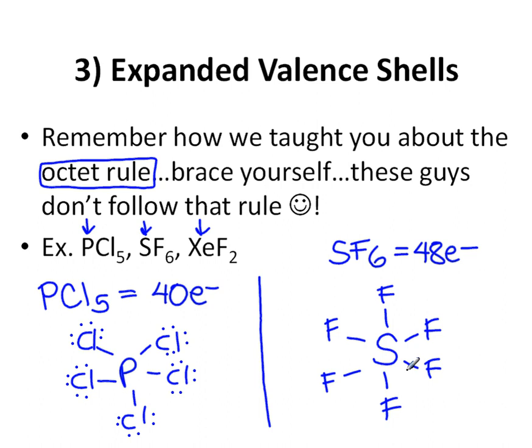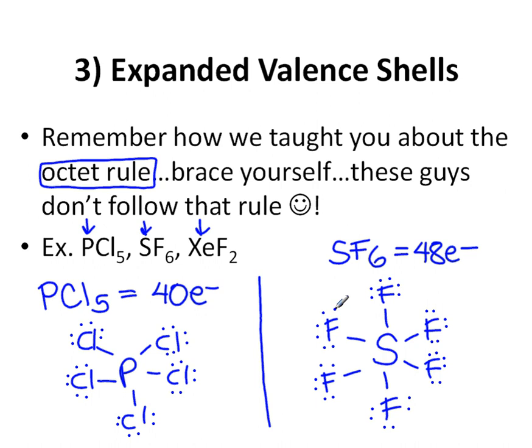Then I still have the rest of my electrons to put in, 36 left over. We have to put them in, going around like that. And there we go. There's your structure for sulfur hexafluoride.